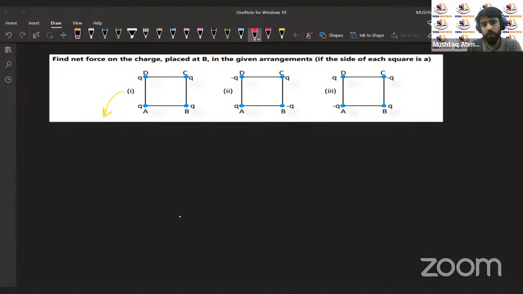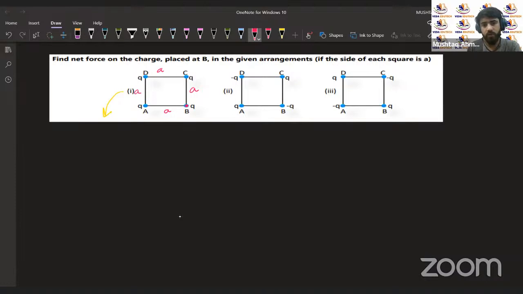Since all the four charges are positively charged, let's suppose we are trying to find the force acting on charge Q, which is placed at point B. They are placed on a square, which means the length of each side will be A. The force on charge Q will be because of the charge at A, charge at D, and the charge at C. And all the charges are positively charged, so all the charges will be repelling each other.